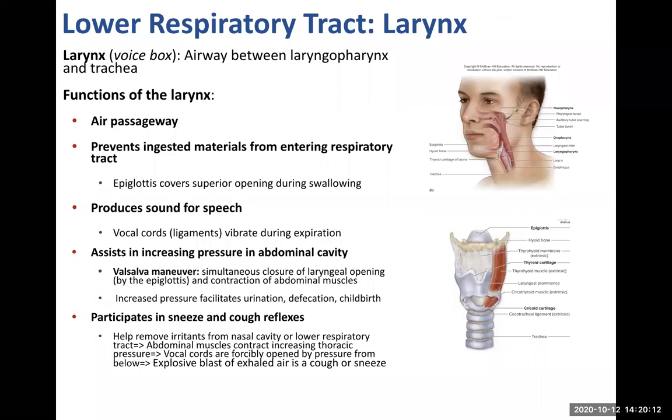Found within the larynx are structures called vocal cords, which are ligaments that are responsible for sound production. So they vibrate as we exhale or expire. They vibrate and produce sound. We'll talk more on that coming up. And then the larynx also plays an important role in helping to control pressure within the abdominal cavity.